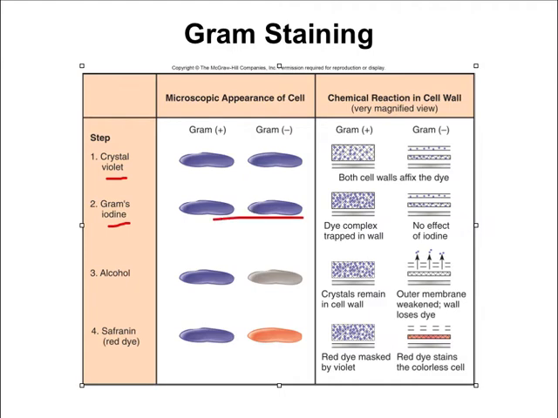Once we do the alcohol rinse, we see that the crystals remain in the cell wall, and thus the gram-positive bacteria will still be purple, and the dye is washed out of the gram-negative cell as the peptidoglycan layer is thin and protected by the outer membrane. Finally, we have the safranin stage, and in this stage we're simply counterstaining the gram-negative bacteria. So gram-positive appear purple and gram-negative appear pink.